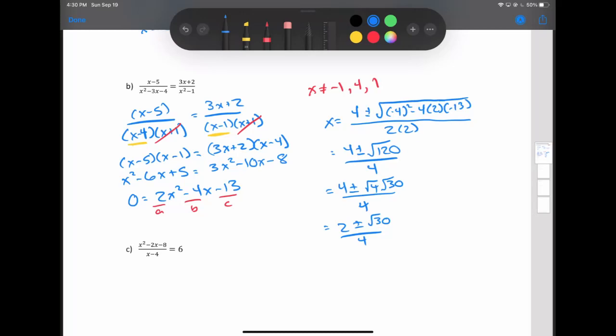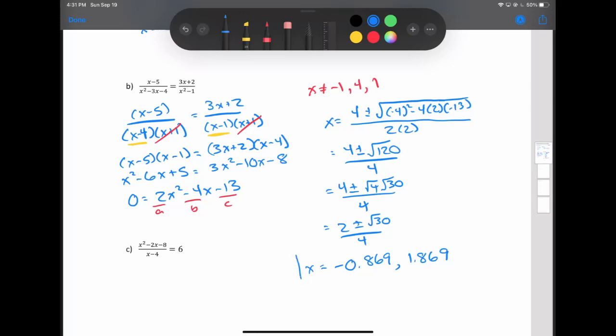Okay. From there, I could leave them like that, but in most applications, we kind of want to have some idea what those numbers actually are. So I'm going to do 2 minus the square root of 30 over 4. It's negative 0.869. And I'm going to do 2 plus root 30 divided by 4, which is 1.869. So two numbers we never would have got by trying to factor the trinomial, but it works.